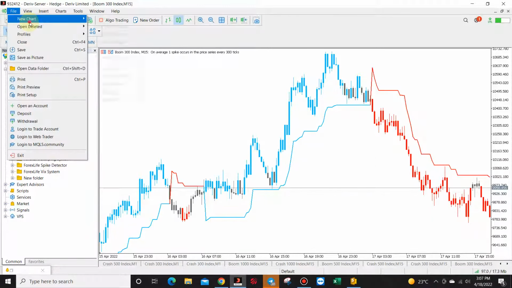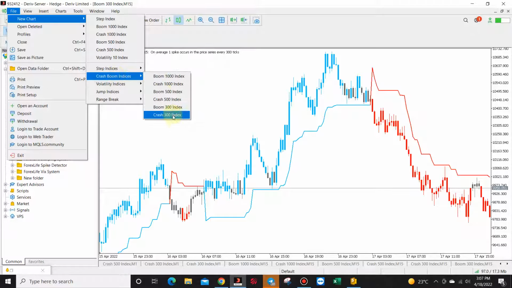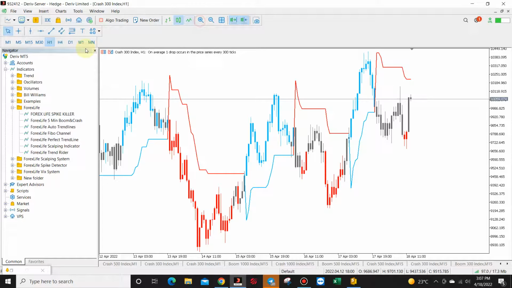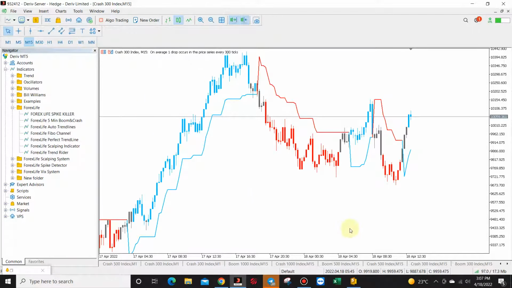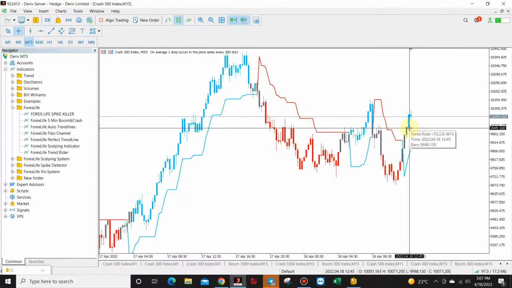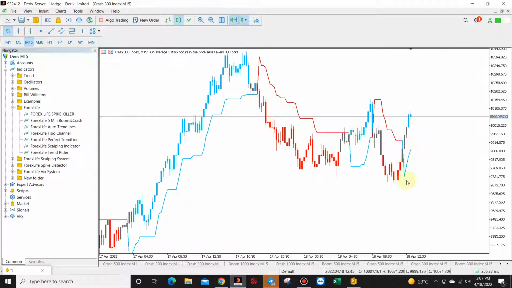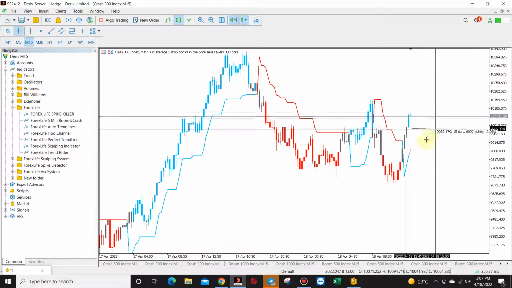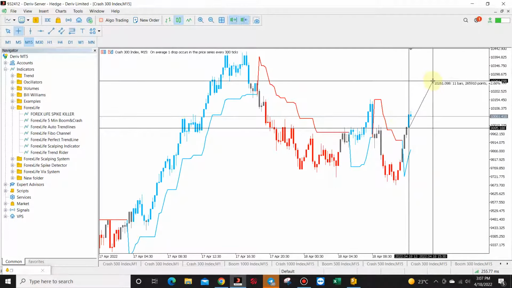Let's check Crash 300. Put on the 15-minute time frame. We have only entered the market over here on Crash 300 as a buy. Why? Because the trend rider is blue. Here we had gray candles. We don't enter the market on gray candles. Over here we would have entered our trade and we would have ridden it up, okay, till the indicator shows us that there is a trend reversal.